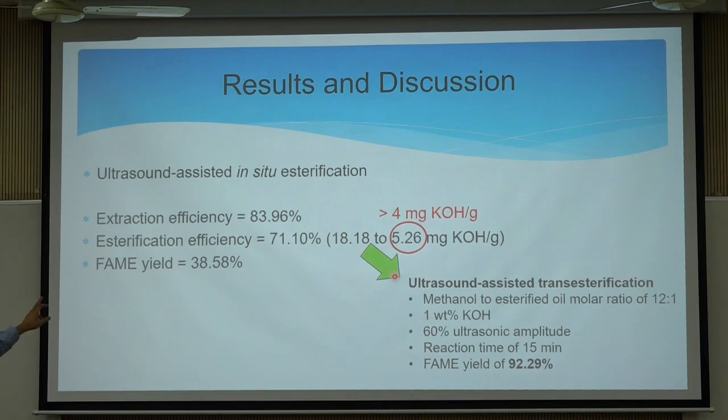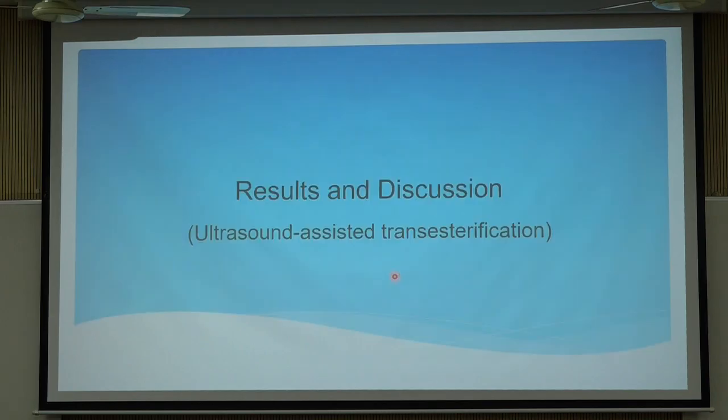Since the acidification efficiency is 71%, the acid value is still more than 4. As a rule of thumb for biodiesel production, if the acid value is more than 4, what happens if we use the alkaline catalyst, alkaline acid neutralization? Soap will be produced. It's not good. So in this case we use slightly lower KOH to avoid soap production. Then with a reaction time of only 15 minutes, we can achieve the FAME yield.